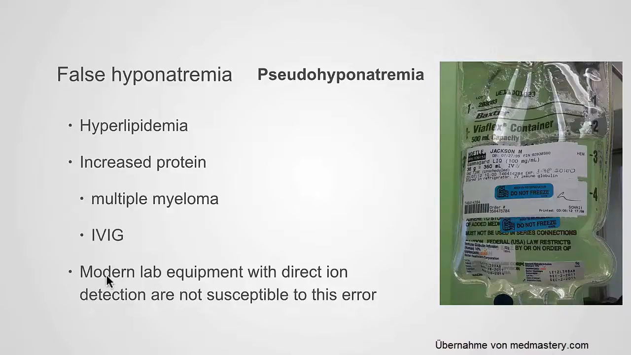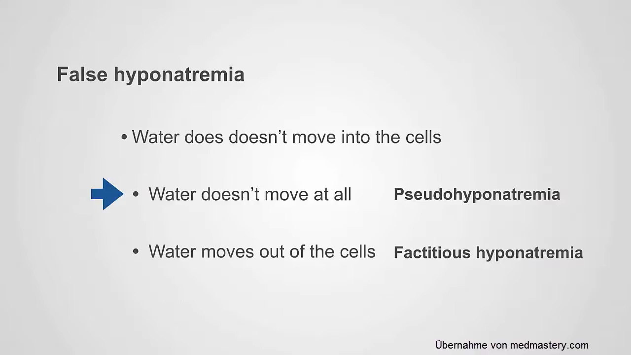Now, not every lab instrument is susceptible to this error. Lab equipment that has direct ion detection is not susceptible to this error. And you can just get on the phone and call your pathologist at your hospital and find out what method they're using to measure sodium and see if it's susceptible to high lipids or high proteins if you suspect this is going on. But the best way to detect it is if you get hyponatremia, order a serum osmolality and see if it's low. If it's low, you're dealing with true hyponatremia. If it's high or normal, you're dealing with some form of false hyponatremia.